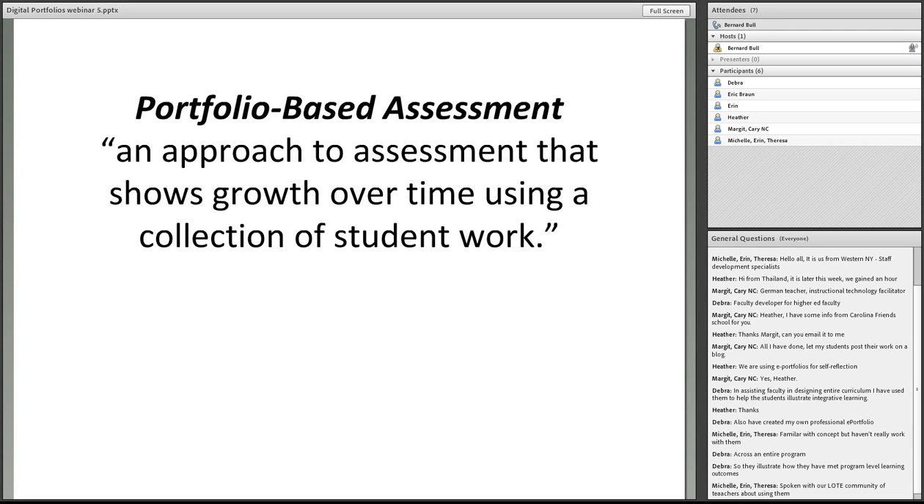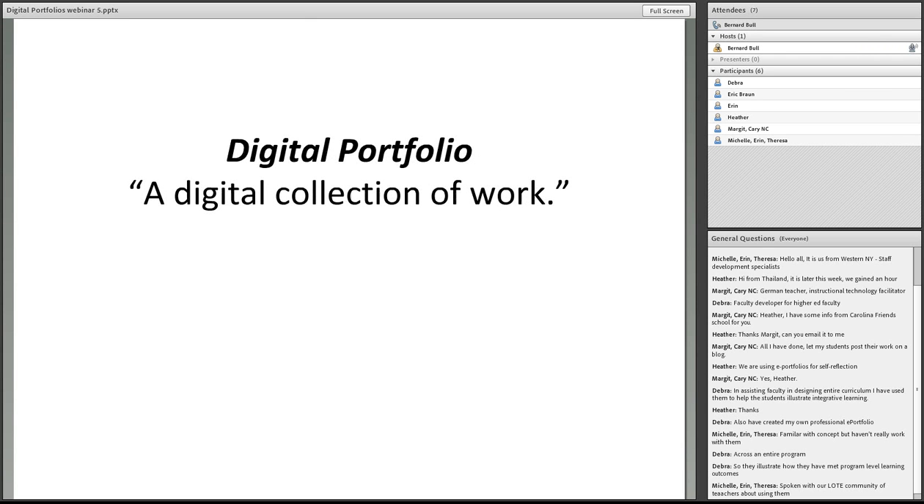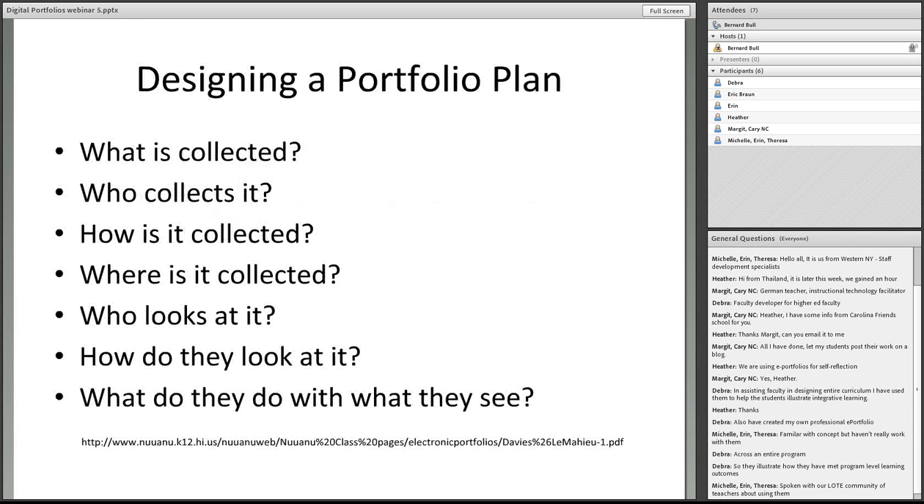So we can see student progress by looking at one piece of work at a given date and another piece of work later. And then a digital portfolio would simply be moving that into some kind of digital context or digital environment. So when we go about designing a portfolio plan, there are really just a series of questions that we can ask, similar to when we're designing a lesson plan, or for those of you that have a background in instructional design, we often go through a series of questions. Well, these are the questions that one can answer when they're thinking about creating a plan for portfolio assessment.